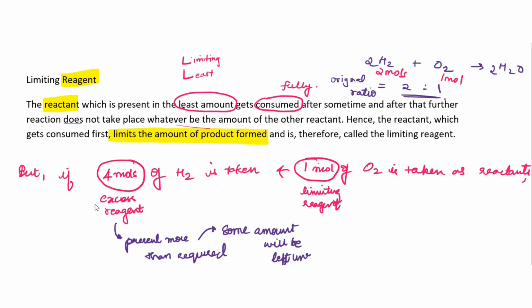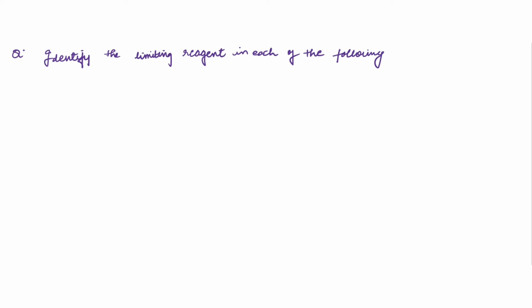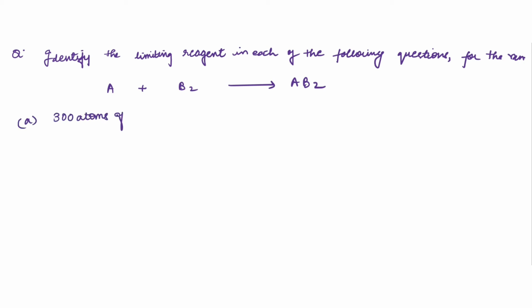I will give you a question in which you have to identify the limiting reagent. We have the reaction A plus B2 gives us AB2. The first question is 300 atoms of A plus 200 molecules of B. This is the original setup, the number of molecules or atoms taken initially in the experiment. Based on this you need to find out which one is the limiting reagent.